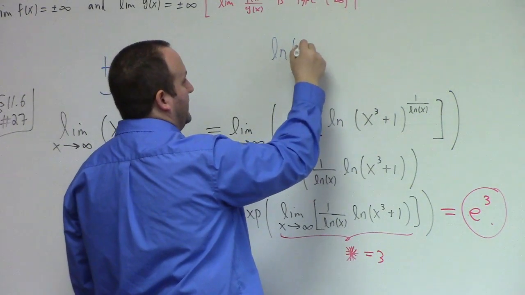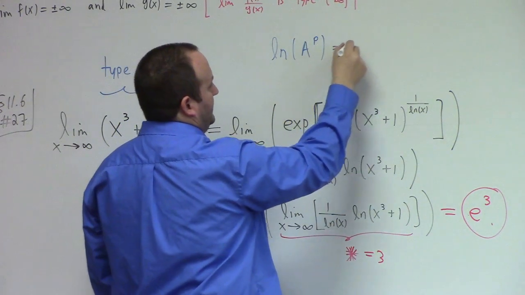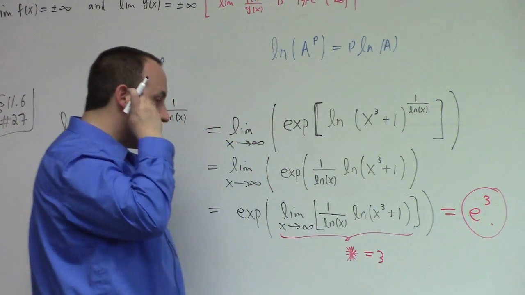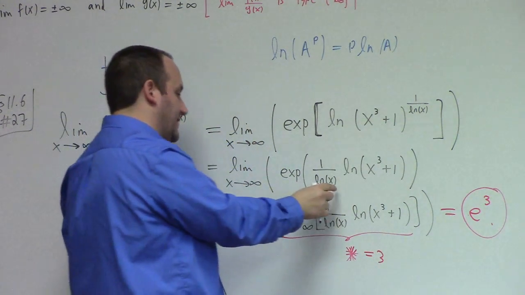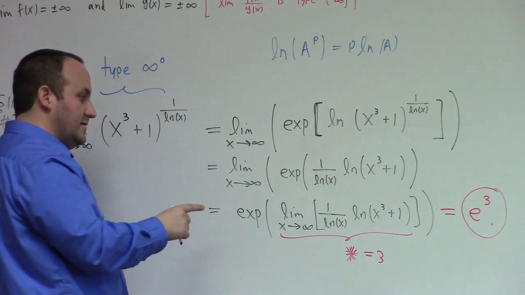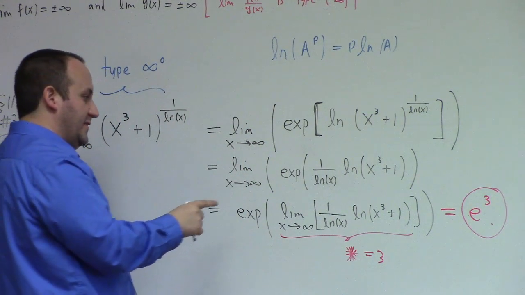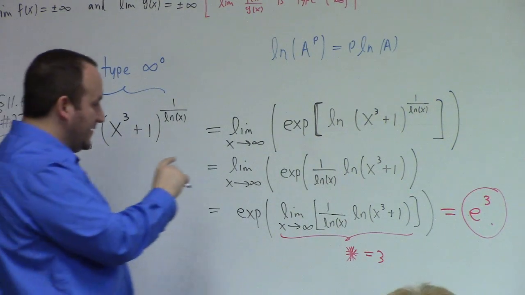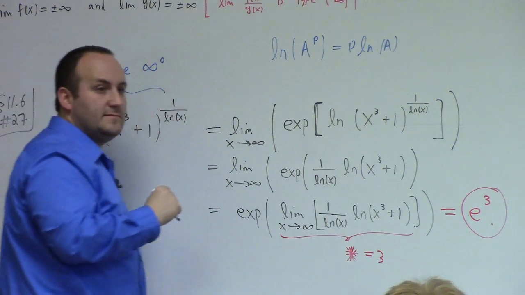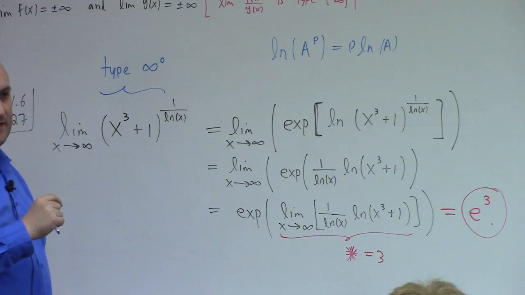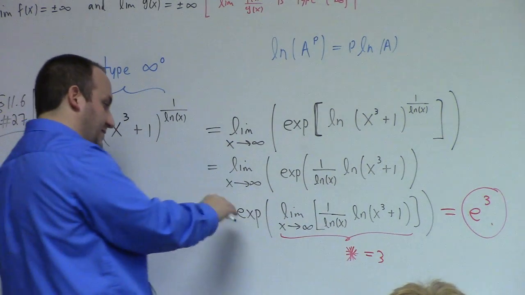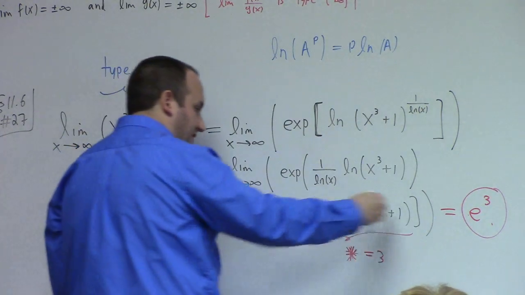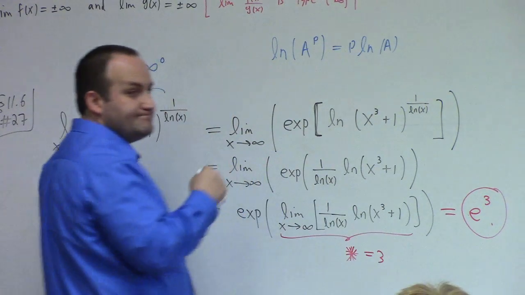ln of a to the p is p times ln of a, right? Assuming a is positive. So I bring ln of x out. But exponential is a pretty nice function. It's continuous everywhere. So that means I can bring the limit inside the exponential by the composite limit law. So I bring the limit inside the exponential. And then I give this a name. I call this star. Right?